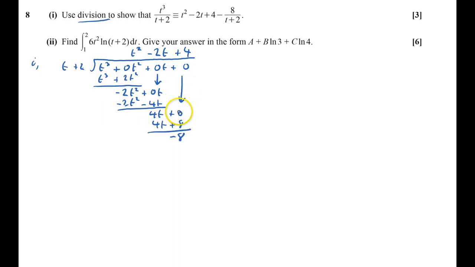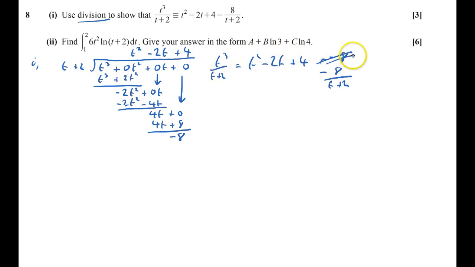And therefore, we got the answer as t cubed over t plus 2 is t squared minus 2t plus 4, and then remainder minus 8. But the remainder also has to be divided by that, so if you didn't want to write down remainder minus 8, it would be minus 8, and that 8 has also got to be divided by the t plus 2. So that is the answer for the first part.